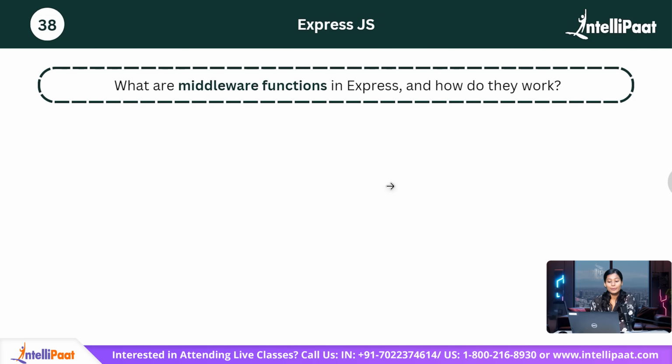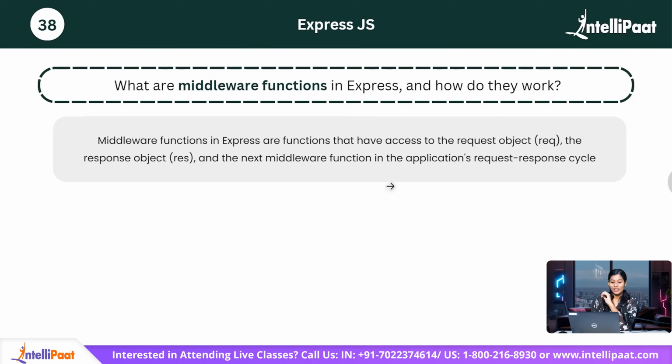Moving on, what are middleware functions in Express and how do they work? We already looked at middleware in Node.js, but in Express.js also, middlewares are there. Like I said in the beginning itself, Node.js and Express.js are closely knit together, so you cannot understand Node.js without understanding Express.js as well. In Express, middleware functions are functions that have access to the request object, the response object, and the next middleware function in the application's request-response cycle.